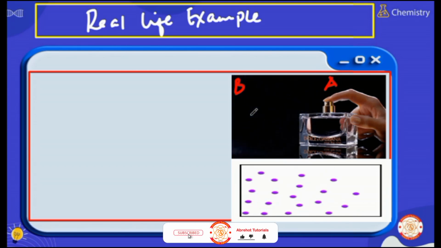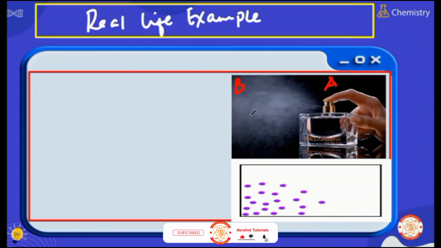After a few minutes you will smell it at point B.